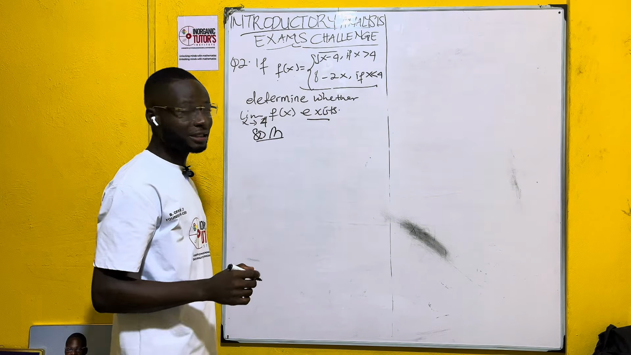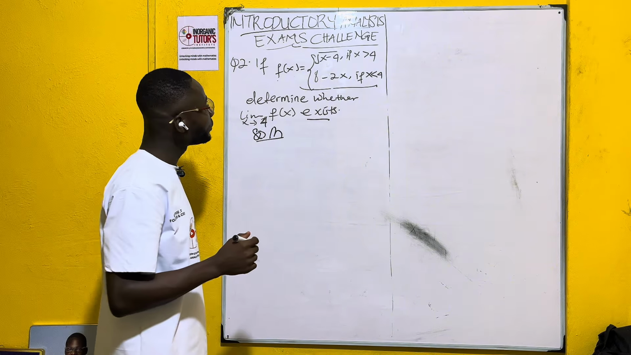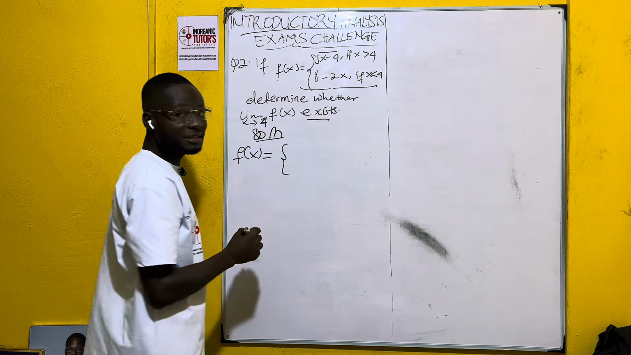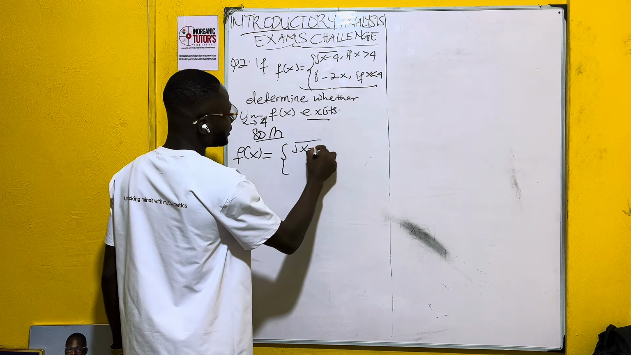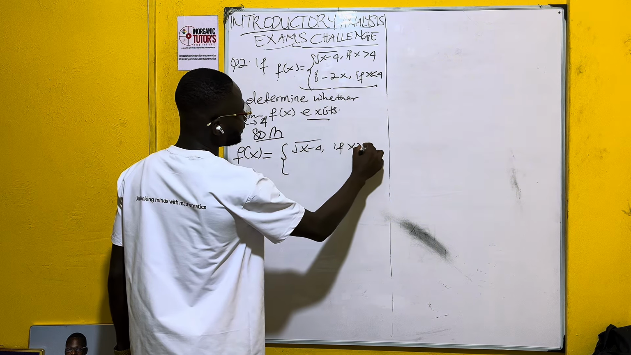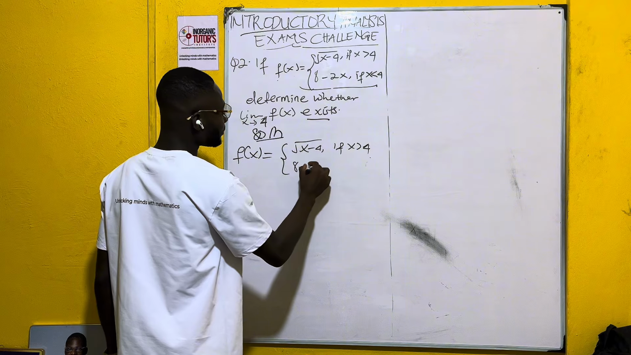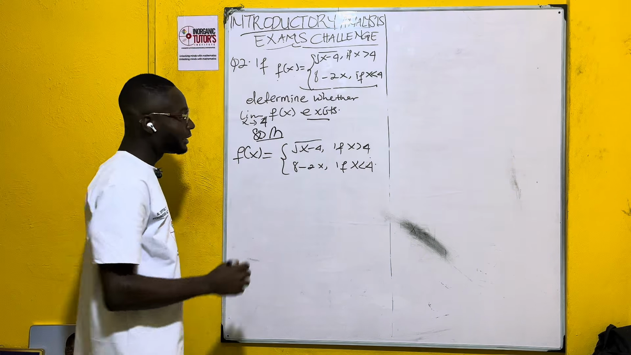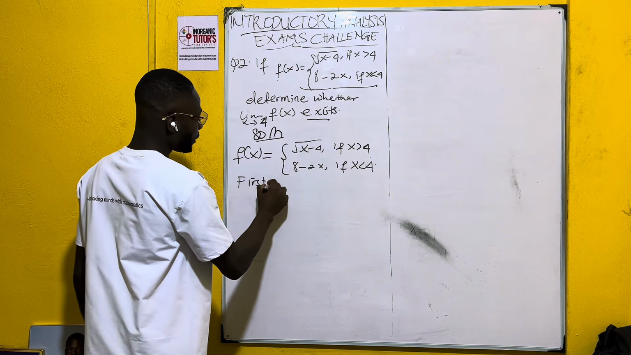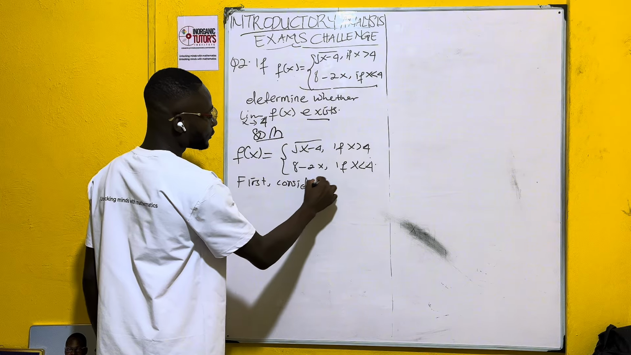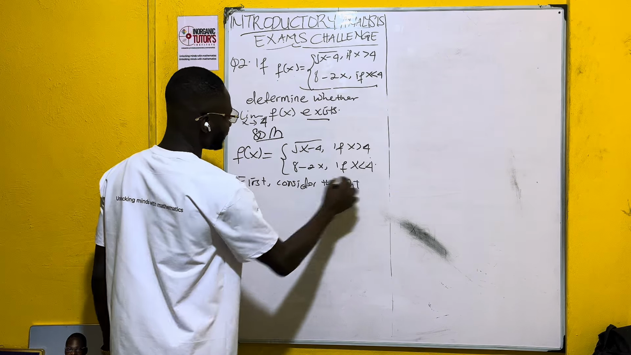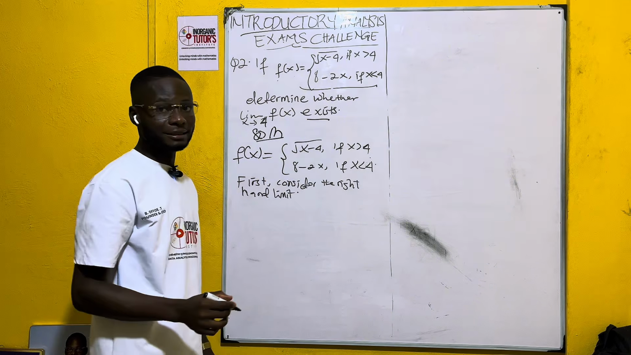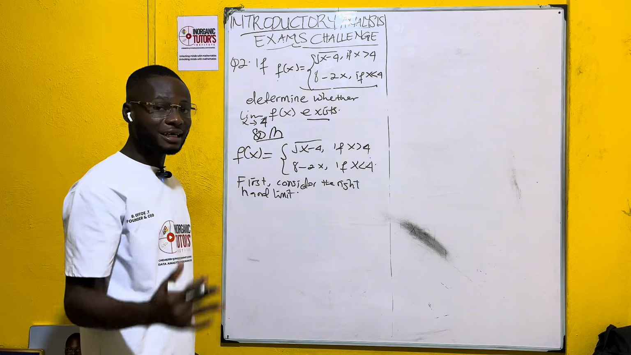Remember, this is introductory analysis, so each and every step is really needed, right? So we have f of x is equal to the piecewise function, which is square root of x minus 4 if x is greater than 4, and then we have 8 minus 2x if x is less than 4. Right? So first of all, consider the right-hand limit. So we are going to consider the right-hand limit.